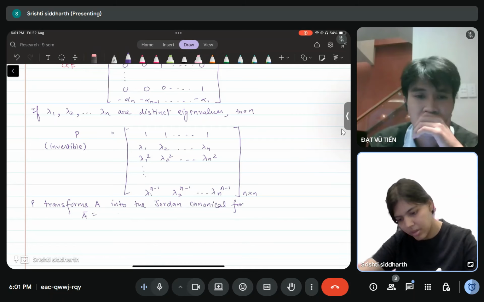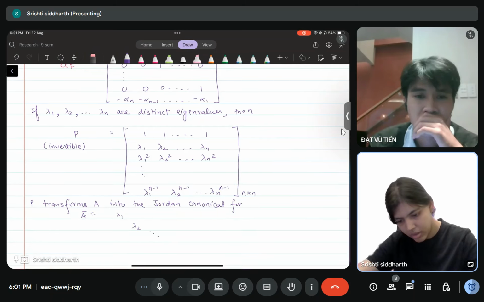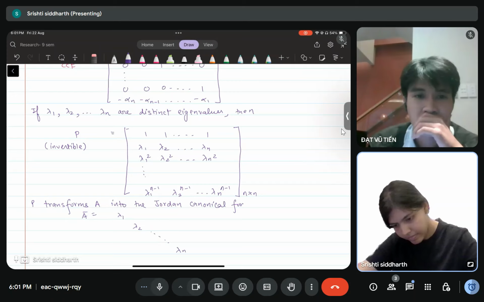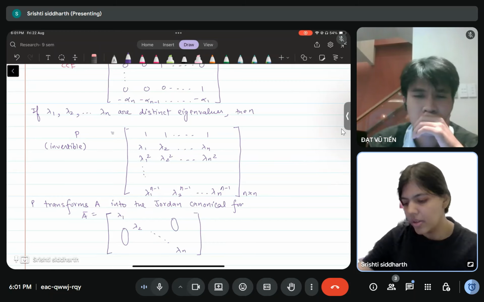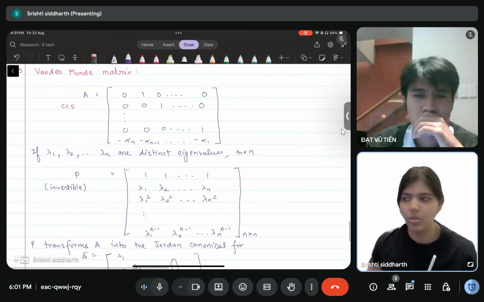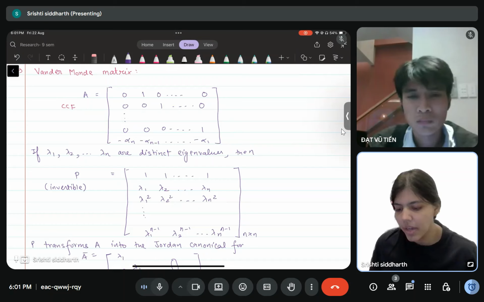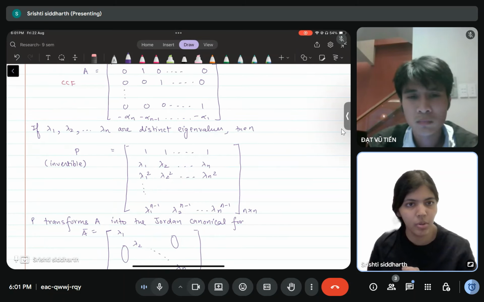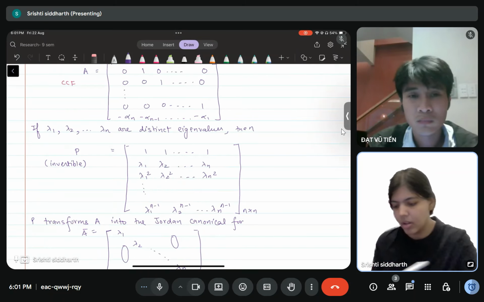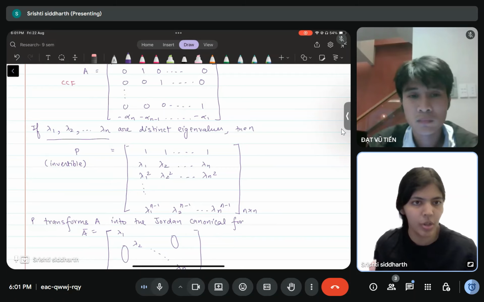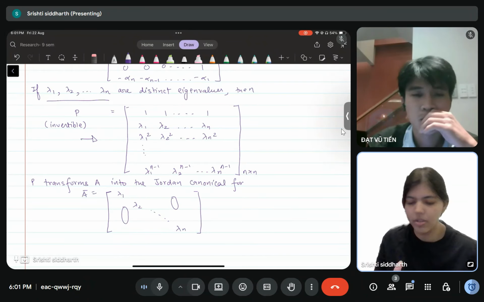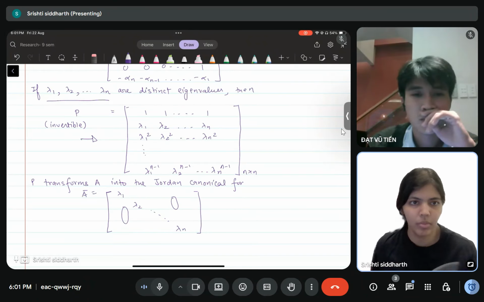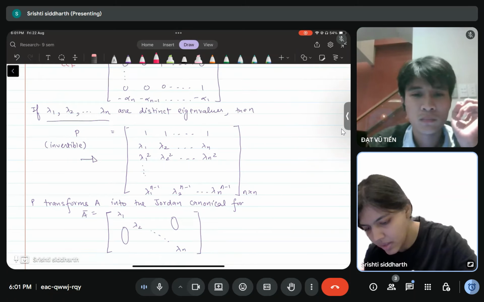For distinct eigenvalues, it's lambda 1, lambda 2 till lambda n, all zeros here, all zeros here. So if we have a system matrix which is already in the CCF form, instead of finding the eigenvectors for each eigenvalue, what you can do is simply solve the characteristic equation, get the eigenvalues, and substitute in this P, which just naturally transforms to the diagonal form. And this is only if we have distinct eigenvalues.